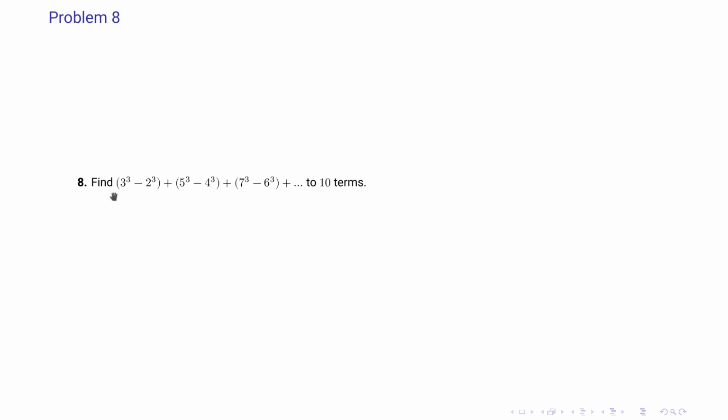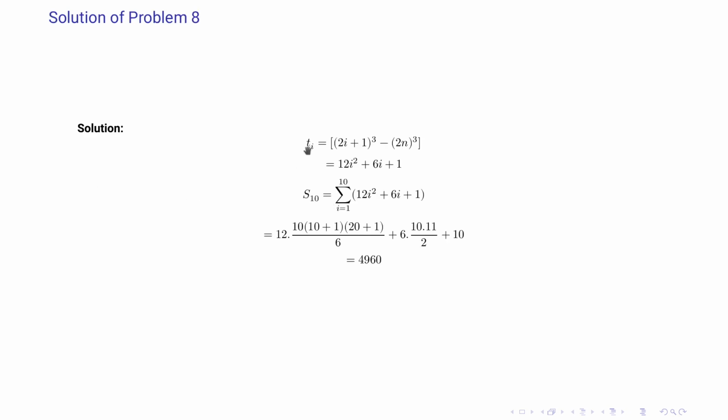Problem number 8 says: find 3 cube minus 2 cube plus 5 cube minus 4 cube plus 7 cube minus 6 cube up to 10 terms. So here the ith term is (2i plus 1) whole cube minus (2i) whole cube, which is 12i square plus 6i plus 1. And now it's a question of substituting the values and finding the sum, which is 4960.